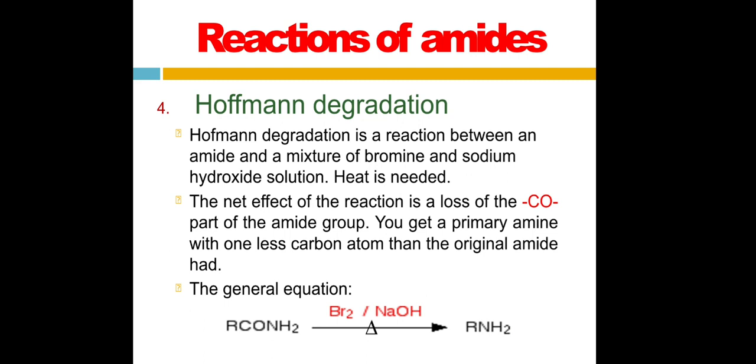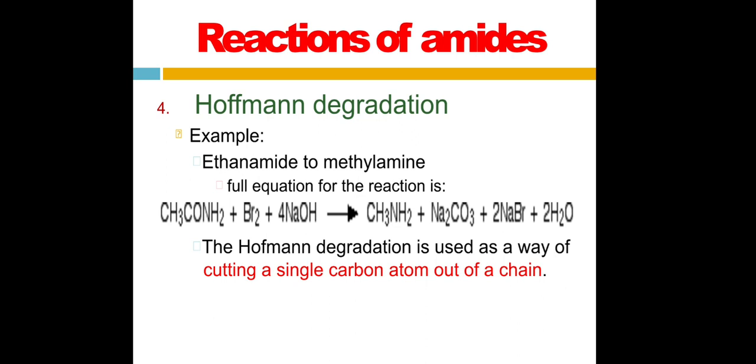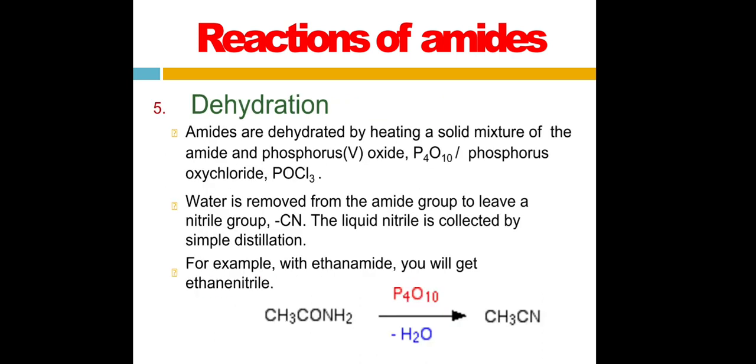Here is a general equation. An example is ethanamide to methylamine. This is the full equation of the following reaction. The Hofmann degradation is used as a way of cutting a single carbon atom out of a chain.